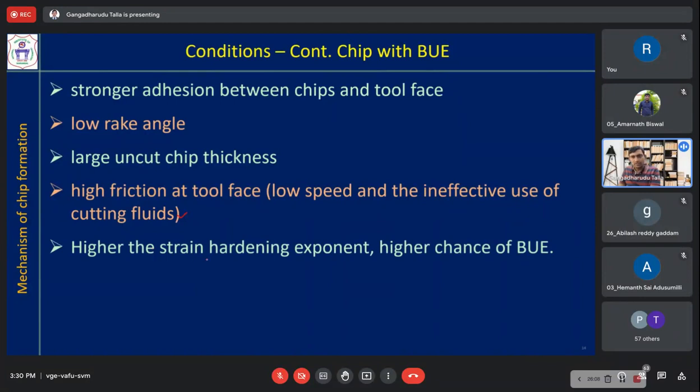Higher the strain hardening exponent, higher the chance of built-up edge. If the workpiece material has more work hardening or strain hardening tendency, what does it mean? The workpiece density is less in the initial stages, but once you are compressing, it is getting work hardened or strain hardened. So that means it is a very soft material, in other words. In case of soft material, the tendency of built-up edge formation is high.